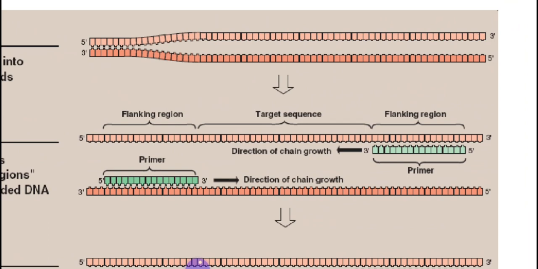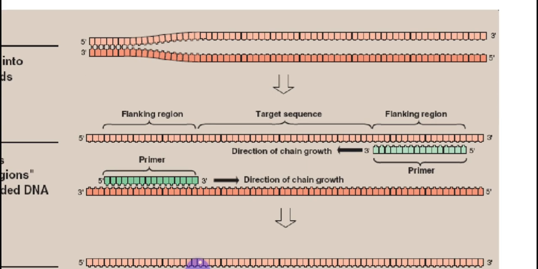The next step is the annealing of the primers. In this step, the temperature is lowered to about 50 degrees C. At this temperature, the two primers will anneal, they will attach to the complementary sequence of the DNA.